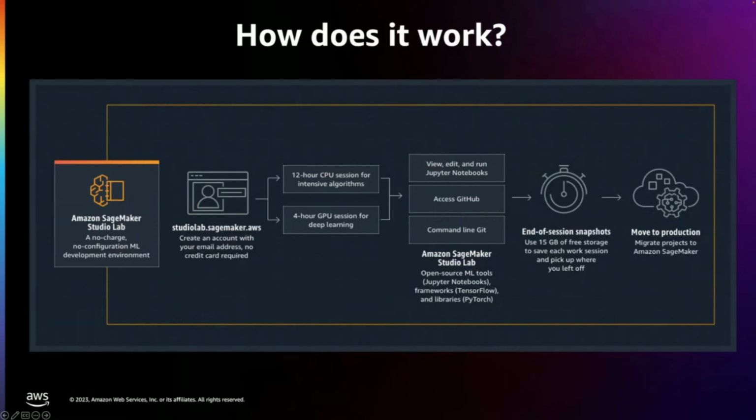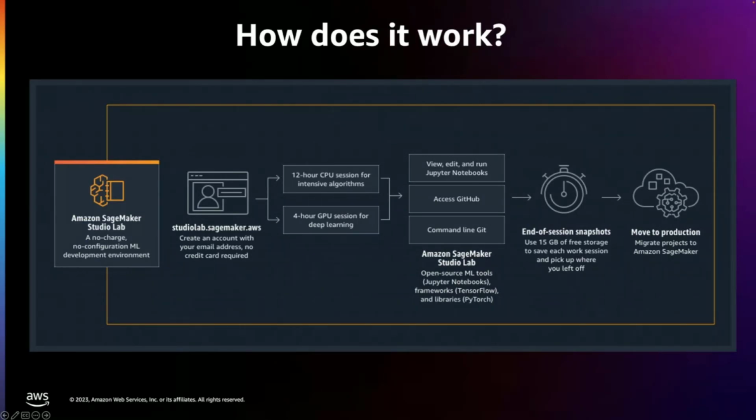This diagram here shows how Studio Lab environments operate. As users sign in at studiolab.sagemaker.aws, they select the type of session they would like to use, whether it's CPU-powered or GPU-powered. There is a limitation. There is a 12 hours limit on CPU sessions and 4 hours on GPUs. And then they begin using the environment. Viewing, editing Jupyter notebooks, pushing, pulling to and from GitHub, deploying additional packages, managing their environments.